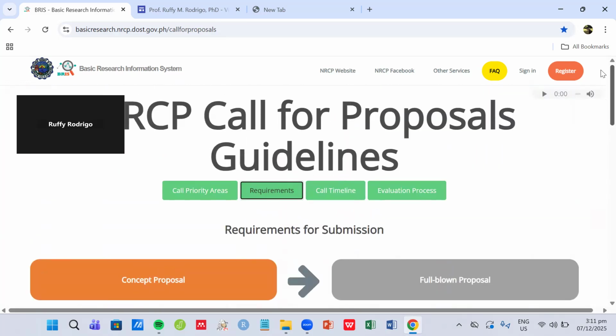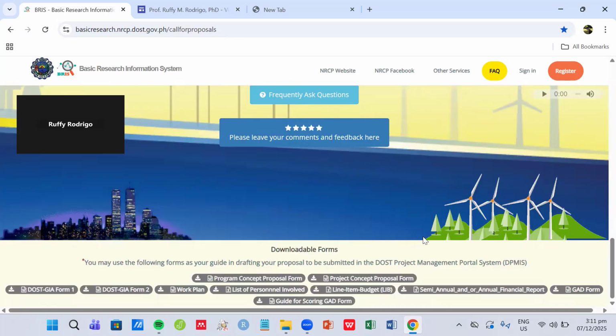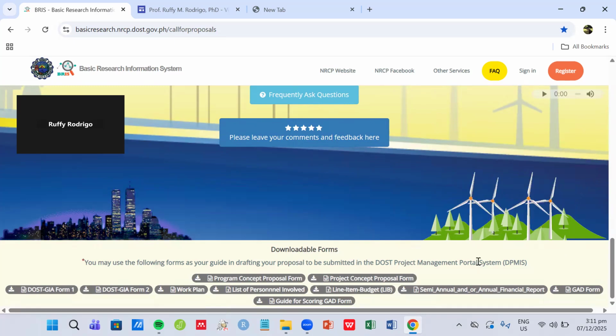When you try to scroll down all of this, you can see all the forms. You have downloadable forms, so these are the forms that you can try to fill in. So they have the USDGF form, DOST GIA, that's actually grants-in-aid, and form work plan, list of persons involved, line item budget. This is the most crucial part, the line item budget, because basically you have to put how much is how much.